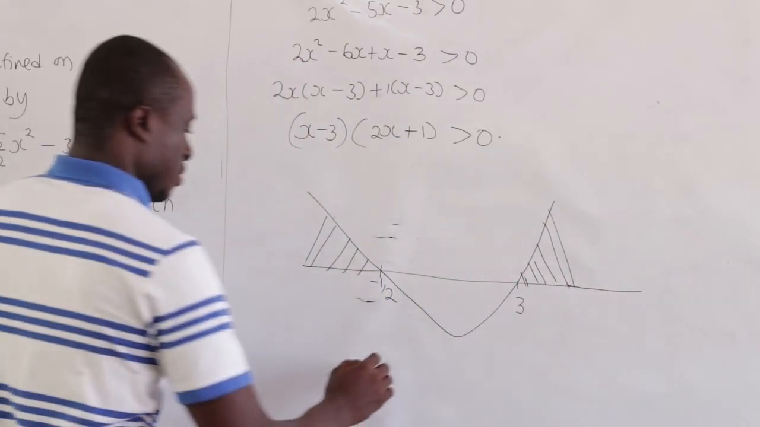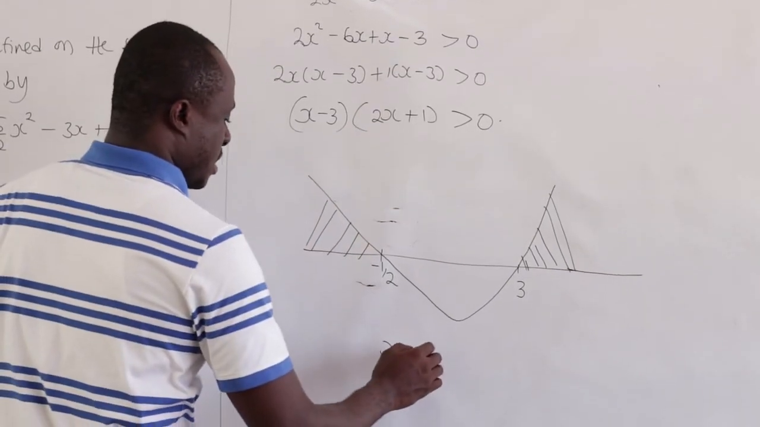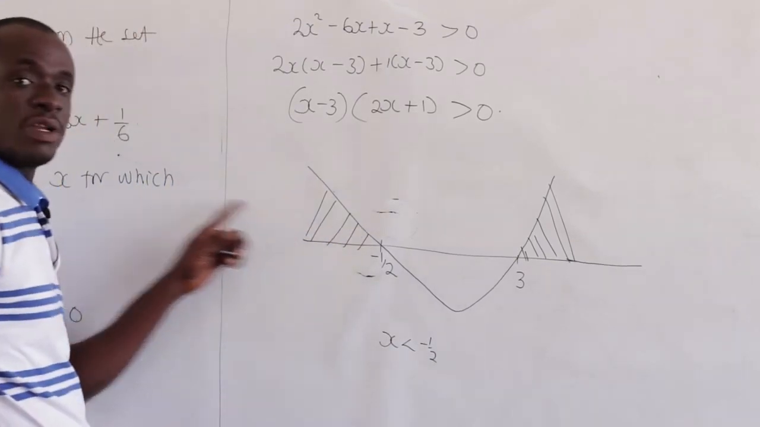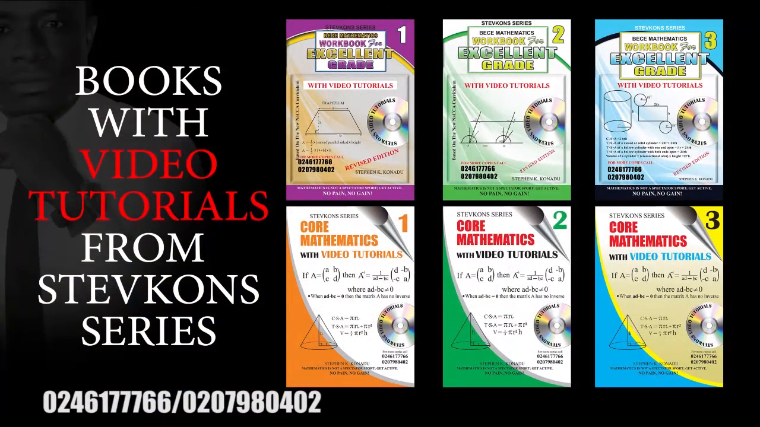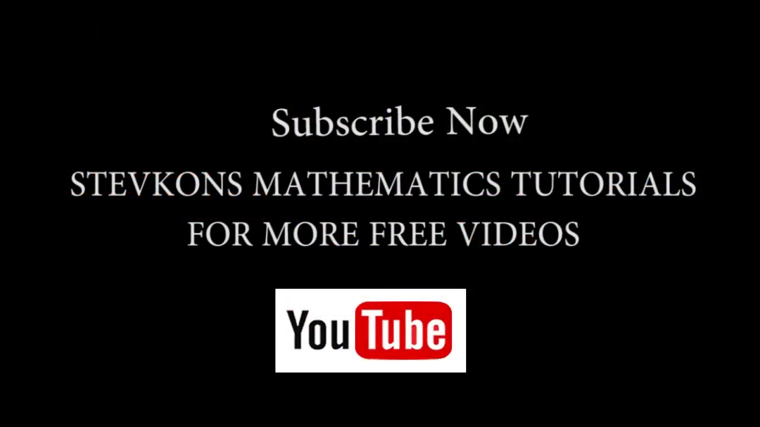So for this, we know clearly, look at this, what are the values over here? x is less than negative 1 over 2, and x is greater than the values on the right of 3, that is, x is greater than 3. So this is the range of values.